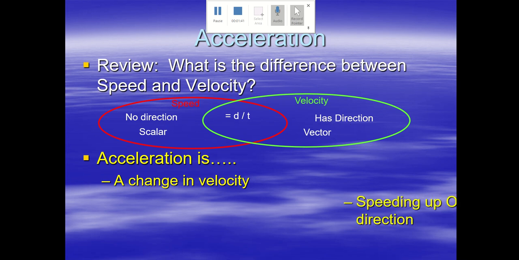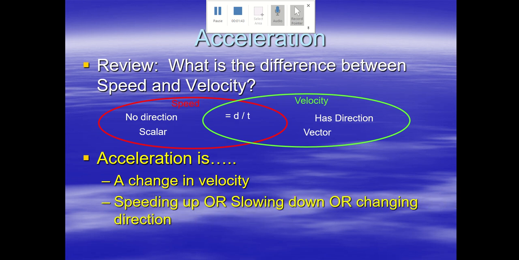So on your notes, it should say acceleration is a change in velocity. And in the next line down, that means you could be speeding up or slowing down or changing direction. If you need time to write all of those down, press pause and then continue when you're ready. Oh, there we go. Just sped off to the side. So it sped up and it changed direction. So it was accelerating there.